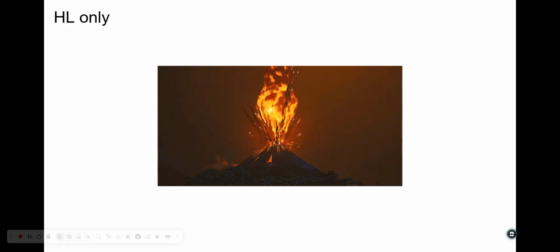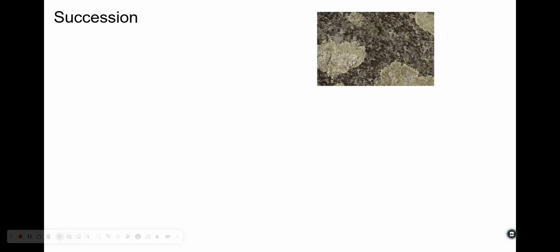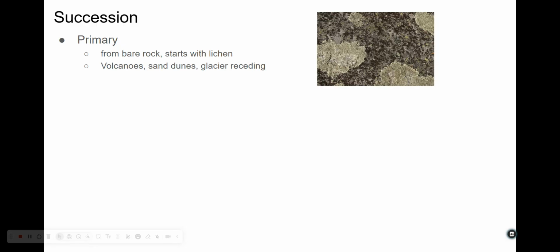All right, HL only needs to know this. This is a volcano. Why do we care about it though? Because it represents succession. Specifically, it represents primary succession. Primary succession is from bare rock, and it starts with a lichen. There are three main ways it can happen: volcanoes, sand dunes, and glaciers receding are the main three.